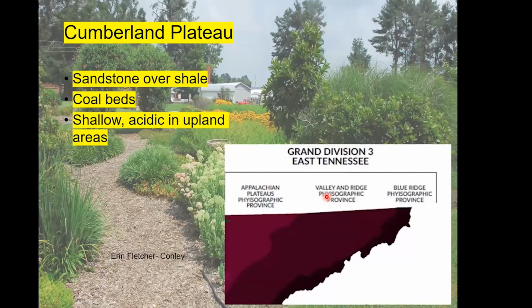There's a beautiful garden at our research station up there in Crossville. This is a picture of it. Some of the farms are over here, but the garden was made by master gardeners and other people over here. There were cold beds back then. There's shallow acidic land in the upland areas. So a lot of history went on back then, and a lot of things carry on right now. It's got some agriculture, but it has some limitations just because of the sandstone over shale.